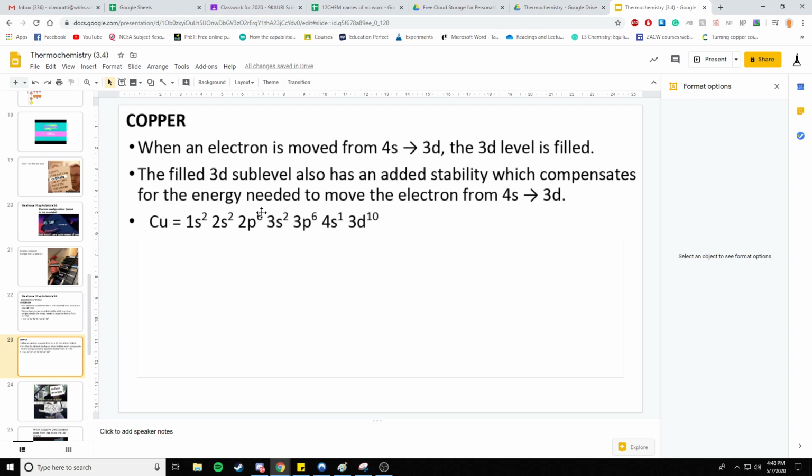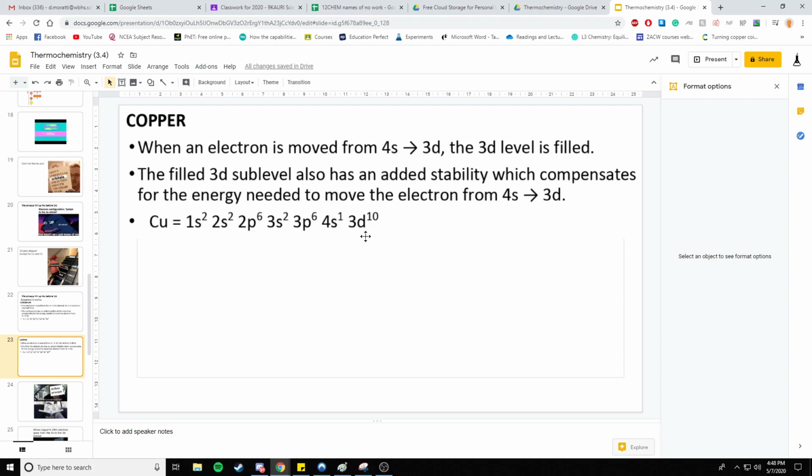Next we have copper. When an electron is moved from the 4s to the 3D subshell, the 3D level is completely filled. The filled 3D sublevel also has an added stability, which means it's more stable, which compensates for the energy needed to move the electron from 4s to the higher energy 3D. So this is the copper electron configuration. Please note this down as well.